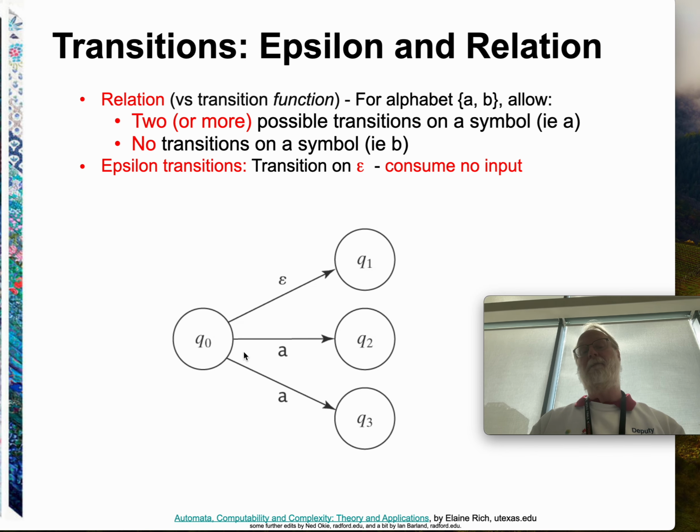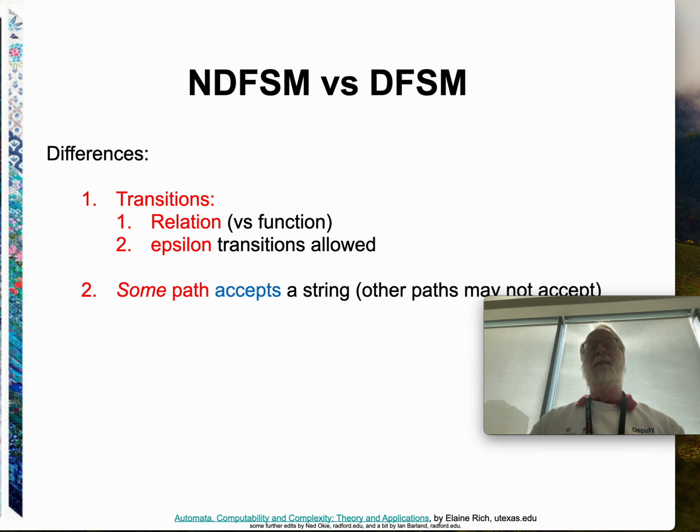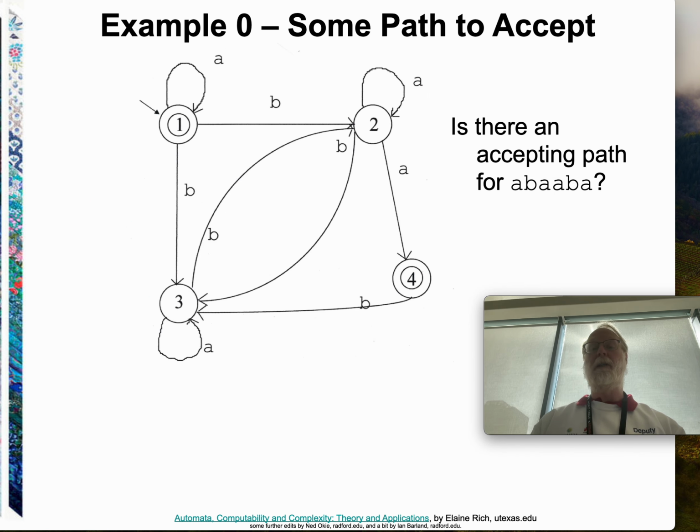Okay. And so in the slide here, it just says, hey, Q0 on an A could lead to Q2, could lead to Q3, or Q0 might go to Q1 without consuming any input. And if Q1 on an A does something, we'd be free to wander off there. So again, what does accepting mean? If some path accepts, not all paths. In deterministic machines, there was only one path. Now we have many possible paths. If any one of them accepts, we say the entire string is accepted. So, okay, we already saw this.